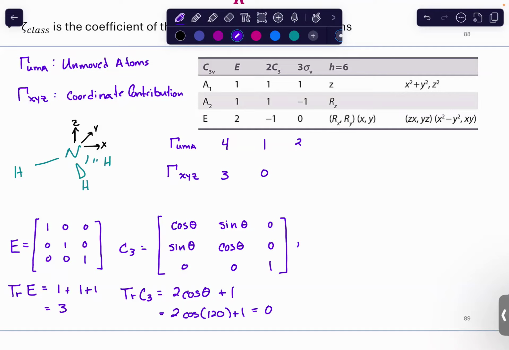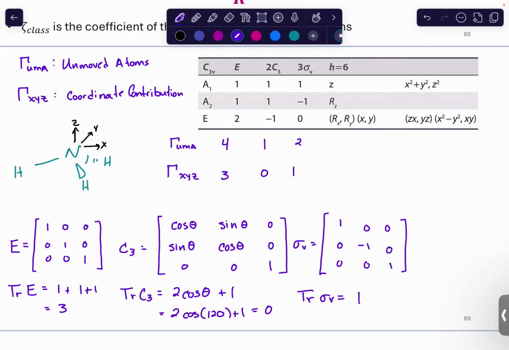Let's look at sigma V. And this is why it's great that all of your mirror planes are going to come out this way. It doesn't matter which one you put in here. What is the trace of my sigma V? Just one. So all of your mirror planes are going to come out as one. You can remember that and use that as part of your gamma XYZ, because the traces are all going to have two ones and a minus one. It just depends on where the minus one is at.